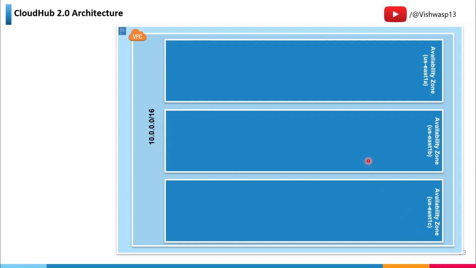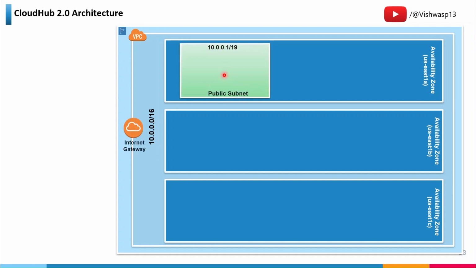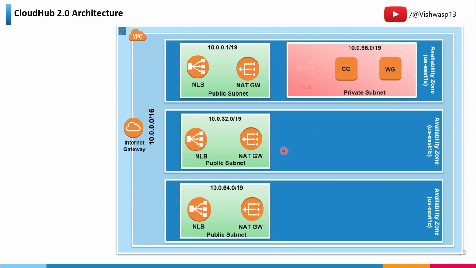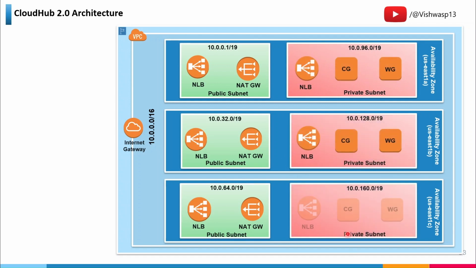The VPC CIDR 10.0.0.0 with a subnet mask of 16 that we provided will further be subdivided into 6 subnets. These subnets can be categorized as public and private. So each availability zone will have 2 subnets, one private and one public. Since there are 3 availability zones with 2 subnets each, it makes 6 subnets in total.